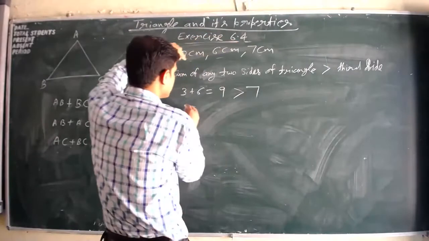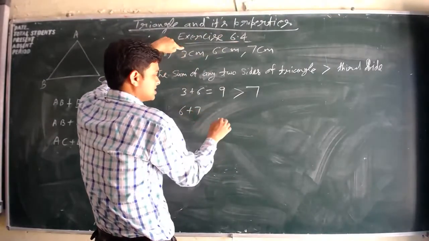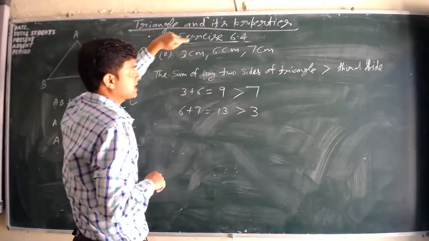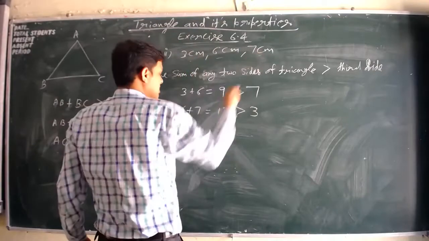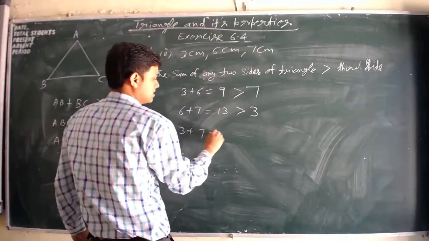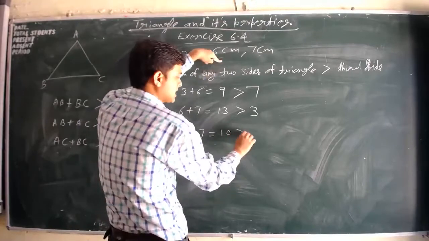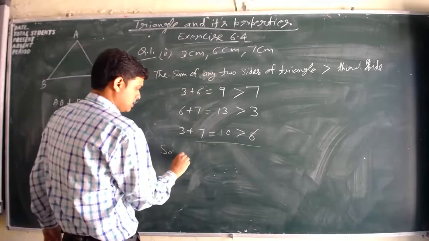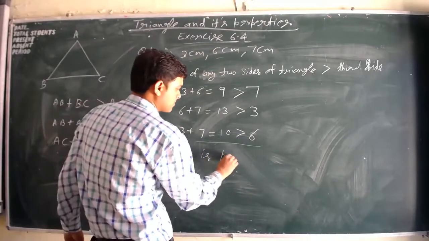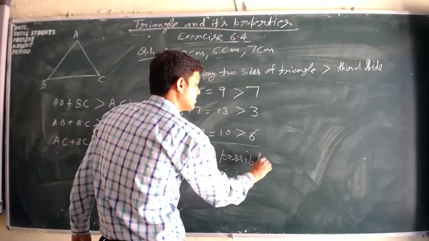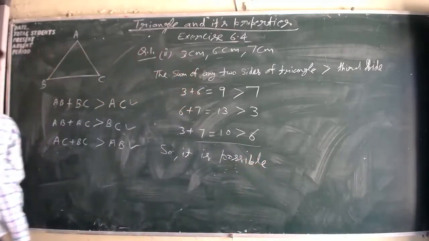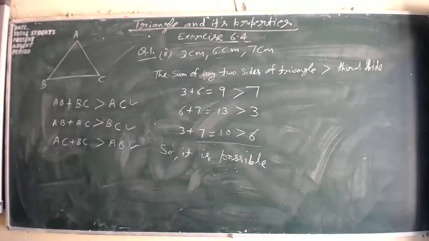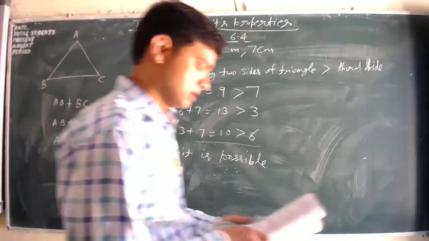Now let's check the sum of the second and third. 6 plus 7 should be greater than the first. 6 plus 7 is equal to 13 and it is greater than 3. Correct. Next one, we will check the sum of the first and third. 3 plus 7 is equal to 10 and it is greater than the second, that is 6. Clear? So it is possible that these are the measurements of the sides of a triangle. Okay, next one. You can solve the third part in the same way. Clear?